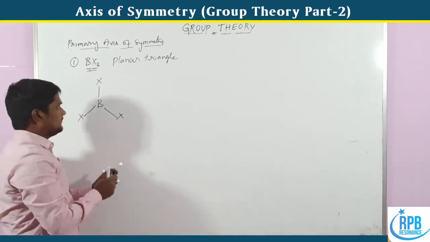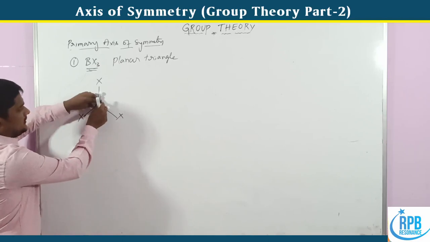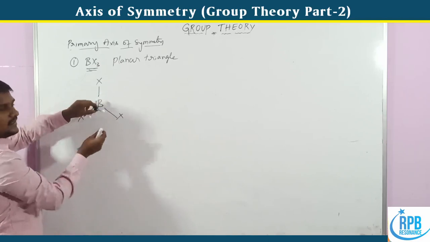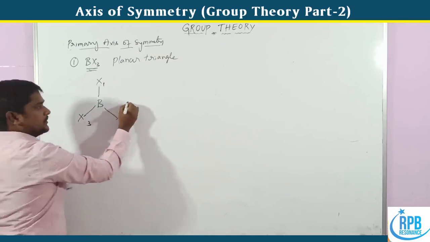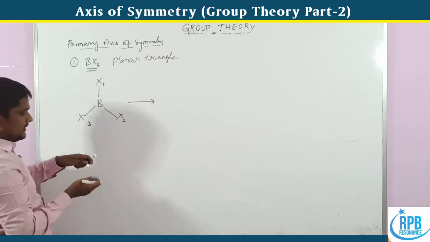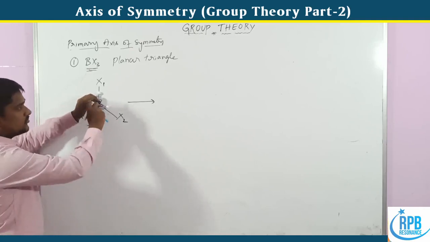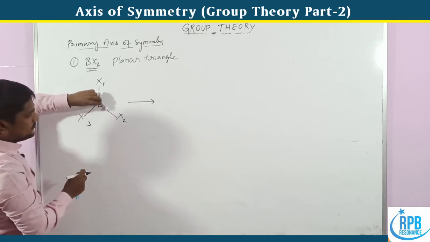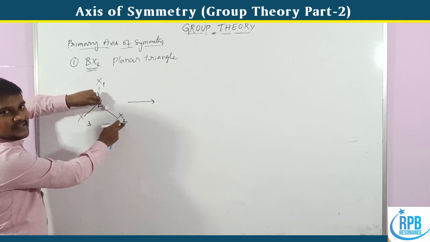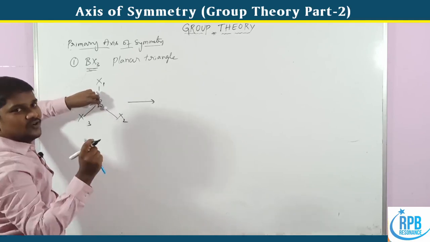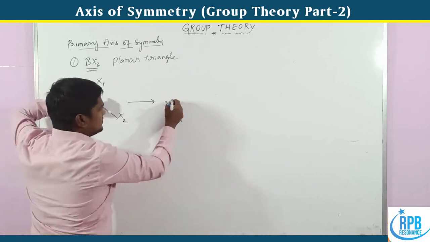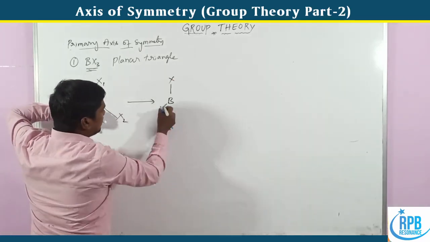For the sake of simplicity, now I write the molecules like this. So boron X, simply it is boron X1, X2, X3. Okay, so now here is the molecule. Here a 120 degree rotation makes X1 replace X2, X2 replace X3, X3 replace X1. So it produces an equivalent configuration.